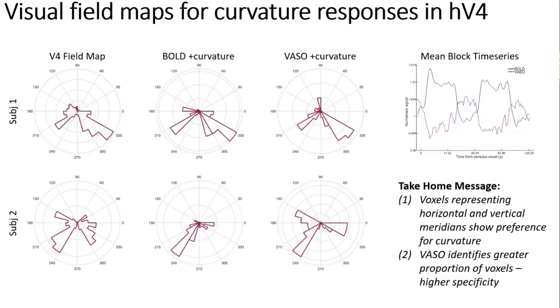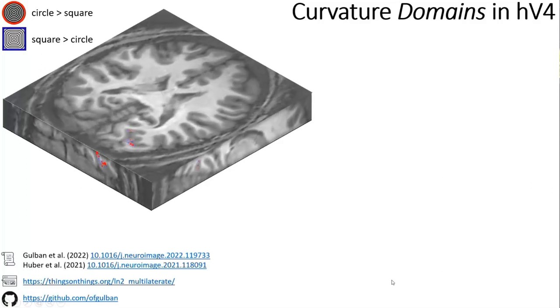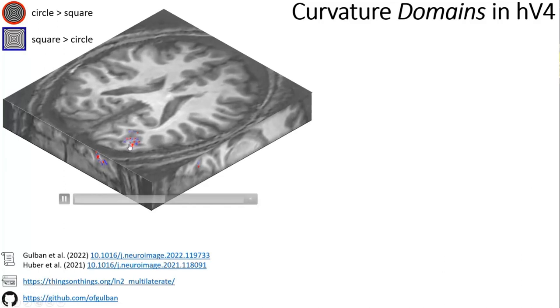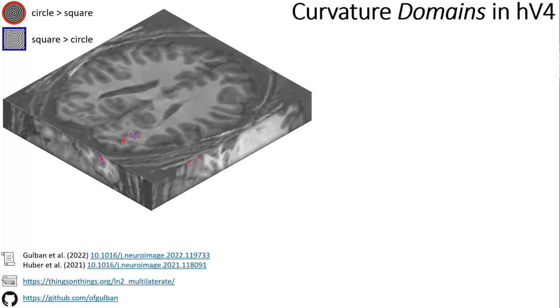Now, if we want to generate a map and actually look at these curvature domains, this is what we do. We encode a preferential response for circles with red, and a preferential response for squares with blue. All we do is slice through our acquisition, and you should start seeing around area V4, which is around here, these blobs of red and blue that start to appear.